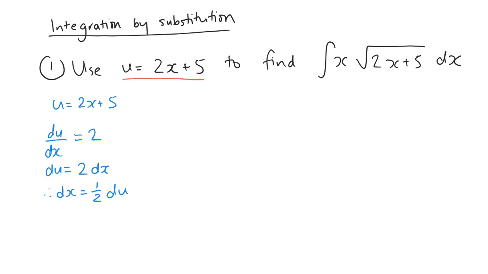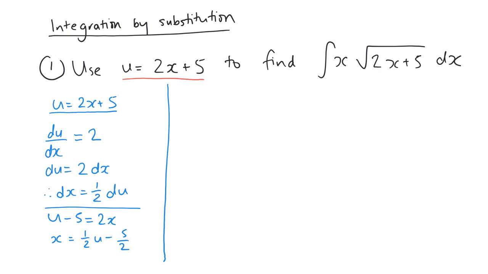Okay, and the other thing we need to do in this is to rearrange this equation to find what x is. So u minus 5 would be 2x, so x would be a half u minus 5 over 2. Right, so now there's all your pre-working out. We'll look at the actual integral. I'm going to change that to 2x plus 5 to the power of a half. So now we have to change everything here. So this is where your notation is really important. You can't just forget about the dx.